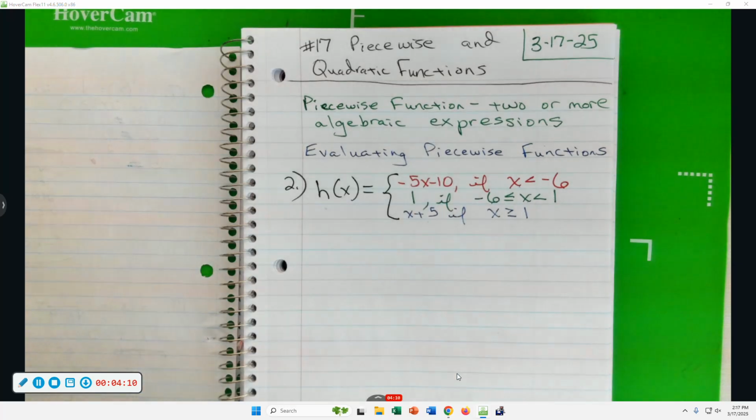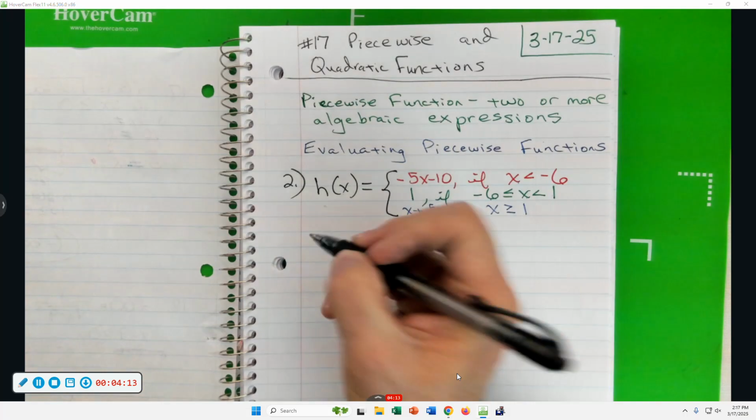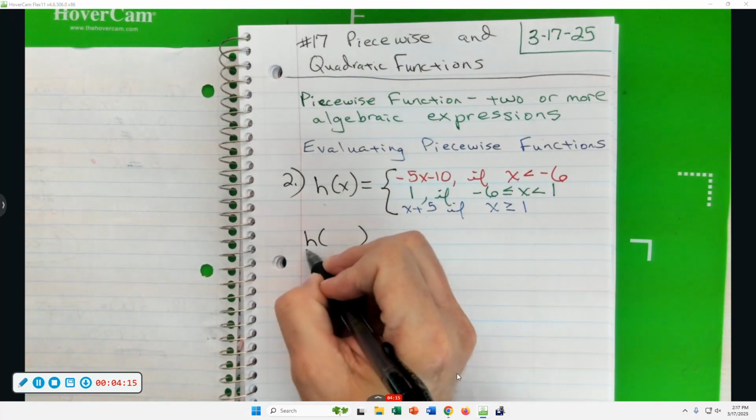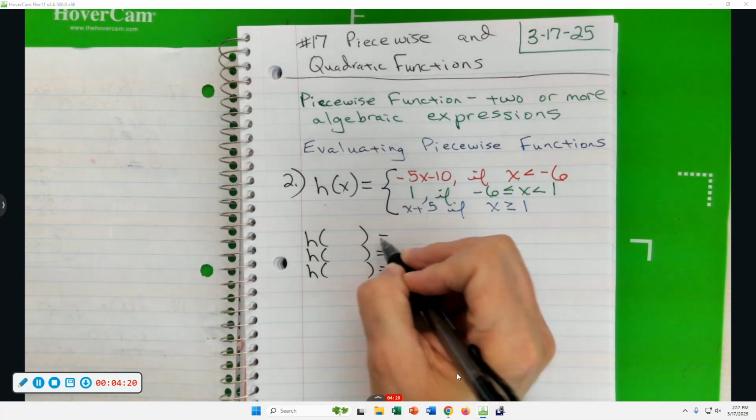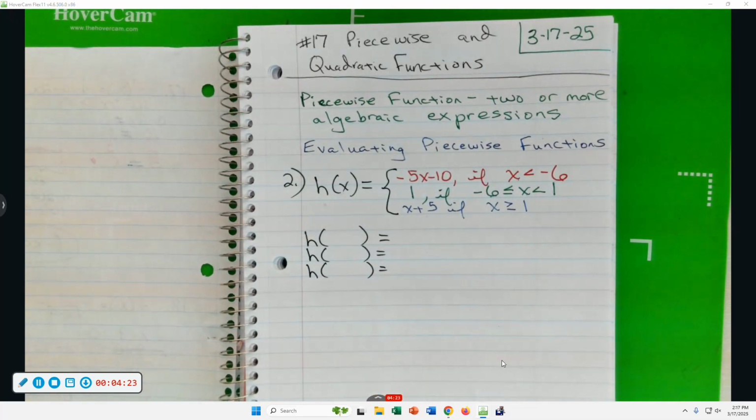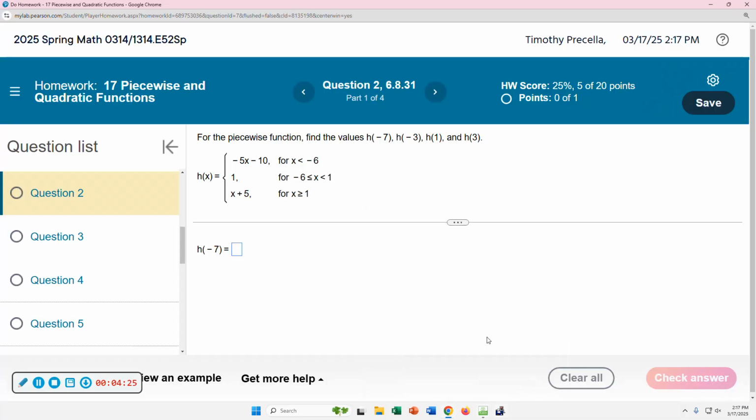And they give us 3. Let's look back at the problem. They want us to find h of negative 7. Oh, there's 4 of them. So we want h of negative 7, negative 3, 1, and 3.